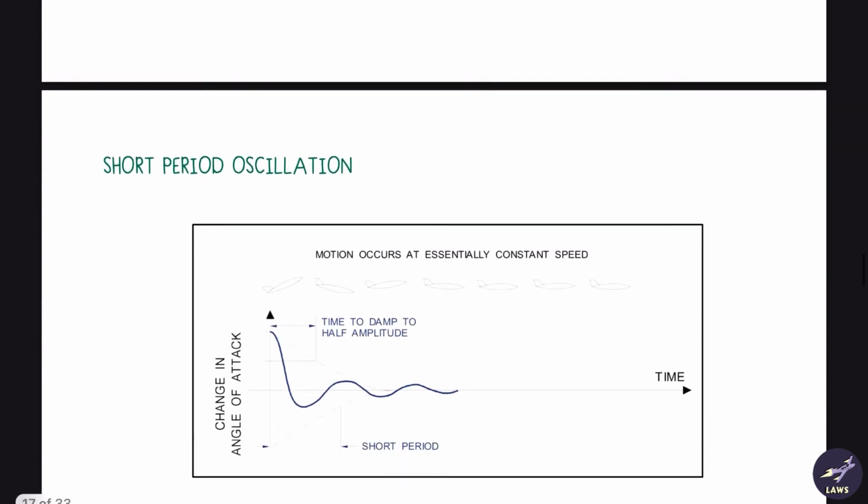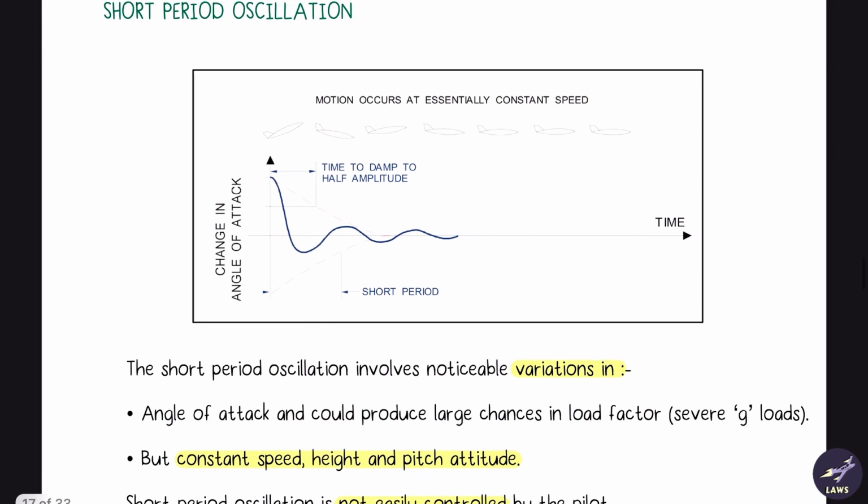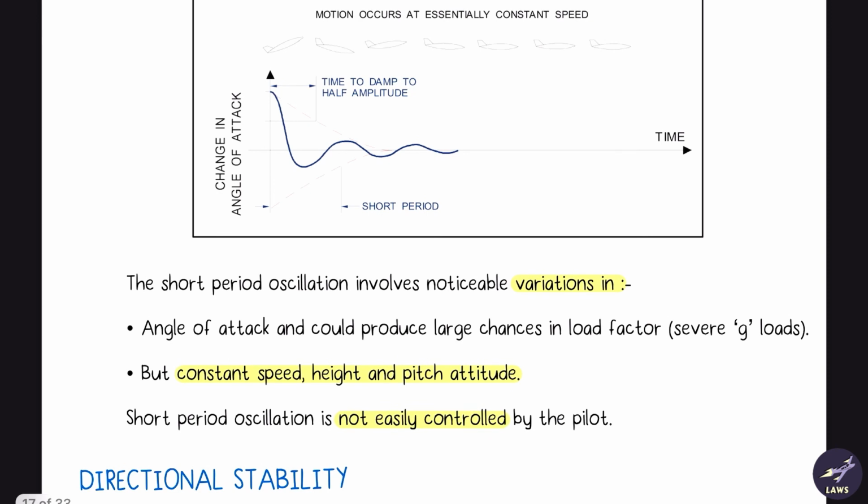Next is short period oscillation. As you can see, it has noticeable variations in the angle of attack and hence the lift and load factor. Because the period is so short, it is not easily controlled by the pilot.